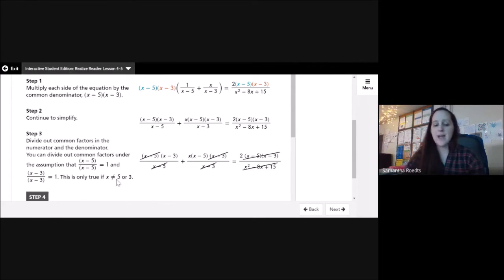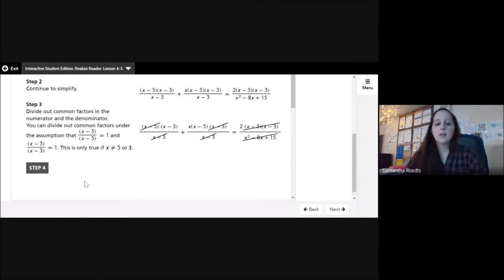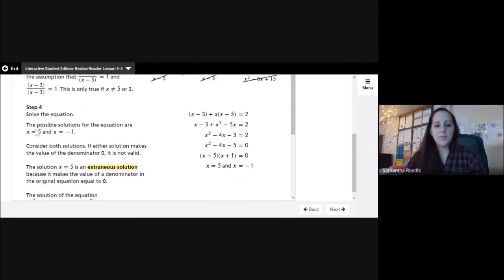This is only true if x does not equal 5 or 3, because if it were 5, that would make this 0, and you can't divide by 0. If it were 3, I'd have this be 0, and you can't divide by 0. I solve the equation. So the possible solutions: x minus 3 plus x times x minus 5 equals 2. I multiply everything out. I get x minus 3 plus x squared minus 5x equals 2.